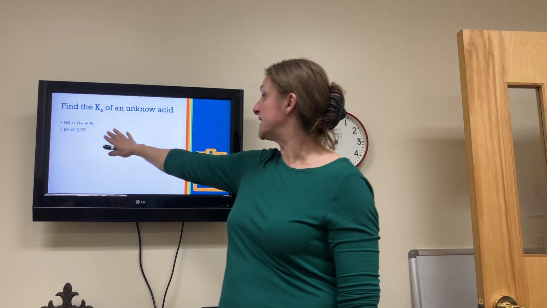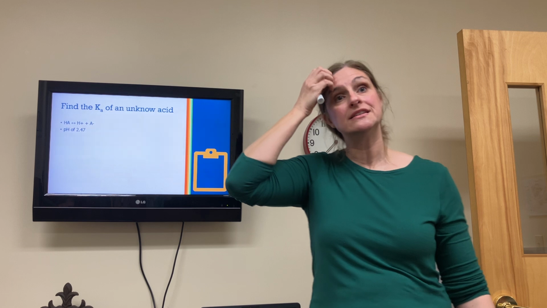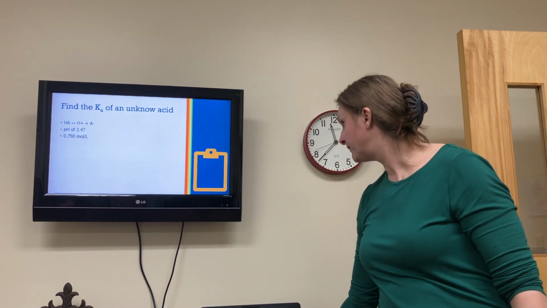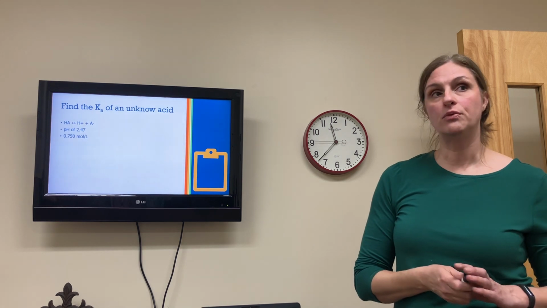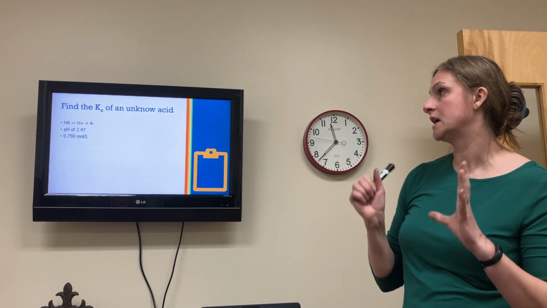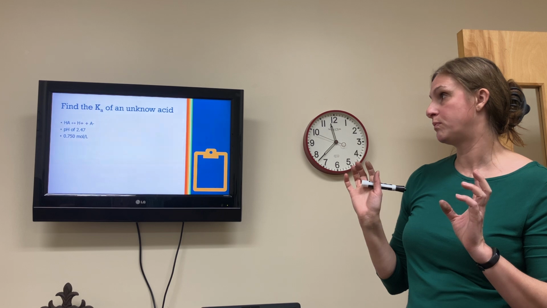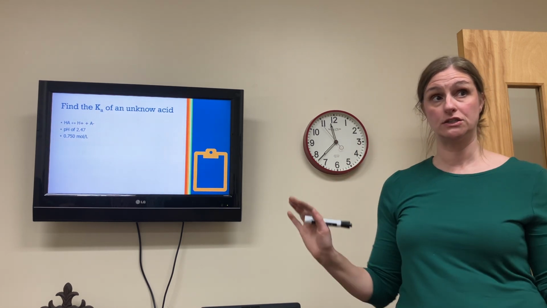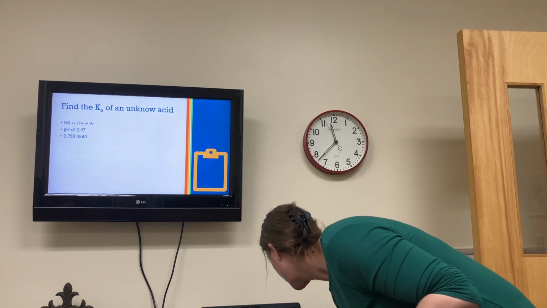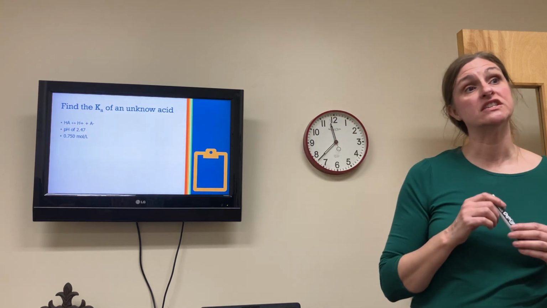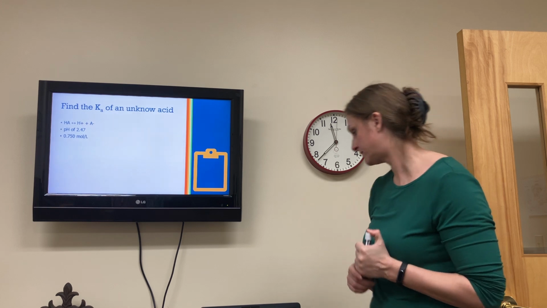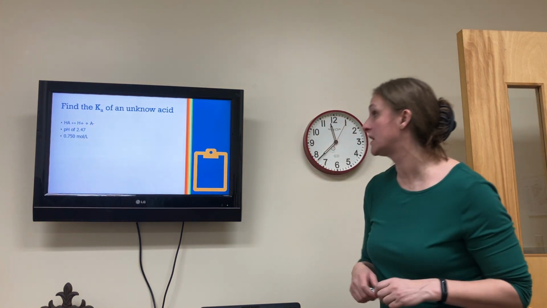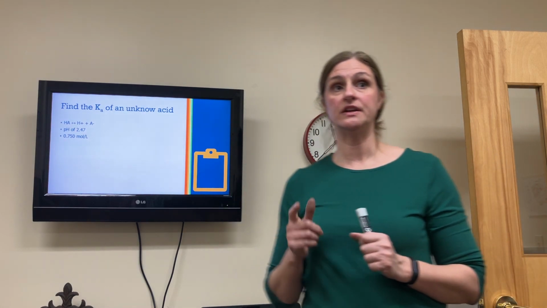So if I don't know what this is, and I find out my unknown liquid has a pH of 2.47, and I started off with a concentration of my material at 0.75 grams per mole. That's my reactant before it dissociates. Find me the Ka of this unknown liquid. So step one is going to be to find the concentration of hydrogen ions. How do I do that?